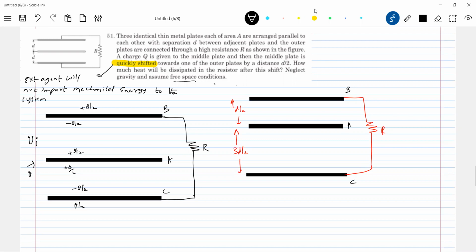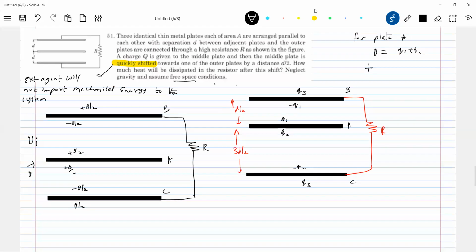And by the time the plate moves through a displacement d by 2, what is the heat generated? The question is like this. So what are the charges on them? I'll just proceed like this. The charges, let them be Q1, Q2, minus Q1, minus Q2, Q3, and this is Q3. The charge of which plates should be conserved? The charge of B and C should be conserved, and the charge of plate A should be conserved, because by shifting, the charge of plate A will remain the same. What was the charge given to plate A? Q. So the first equation for plate A: Q is equal to Q1 plus Q2.